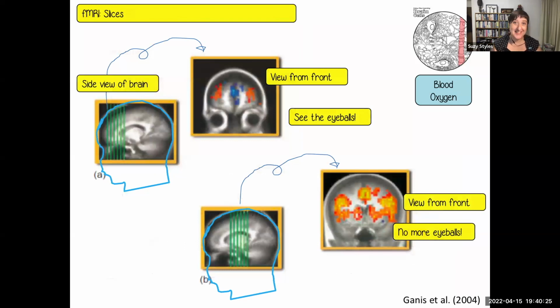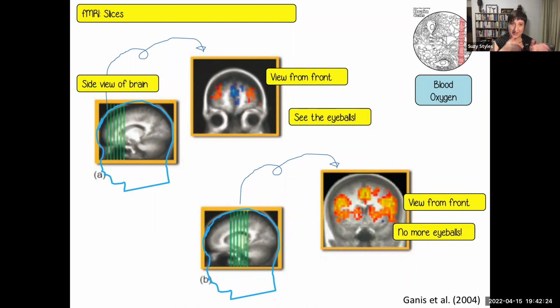Now, because you'll be seeing lots of images of brains, it's helpful for us to break down what it is you're going to be looking at. So here we have just a little explainer for what is an MRI slice. On the left-hand side, you can see a cut through of the side of the head, and I've drawn a little blue outline so that you can imagine where that would be on a person.